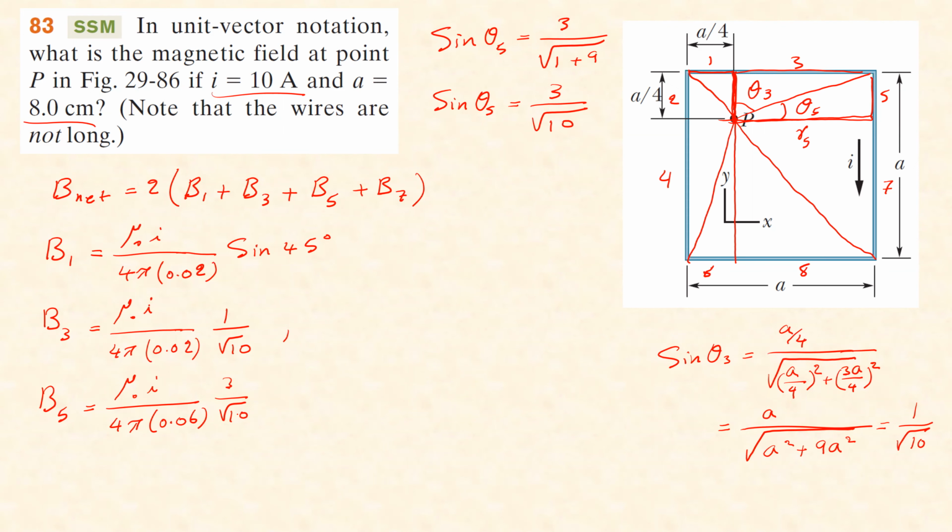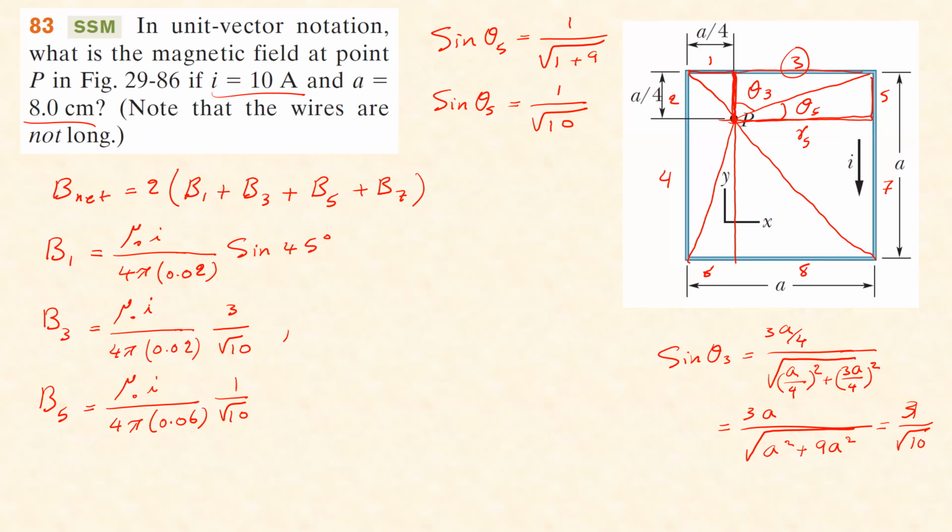Oh my gosh, I made a mistake. Sine of theta 3 is opposite over adjacent. So this is 3. So it becomes 3, it becomes 3. This becomes 1. I'm sorry, my mistake. So B3 is much bigger than B5.